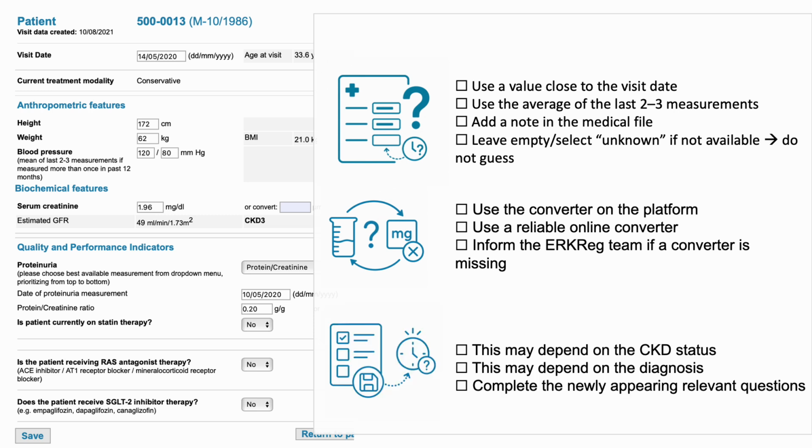What happens if you want to save a visit and this was not successful? One possible reason is that ERKReg is very modular. To reduce the time needed for data entry, we only ask questions that are relevant for the individual patient and the individual situation. This means that additional questions may appear depending on information that has already been entered. For example, additional questions may appear depending on the patient's diagnosis or if the patient has a CKD status above 3.